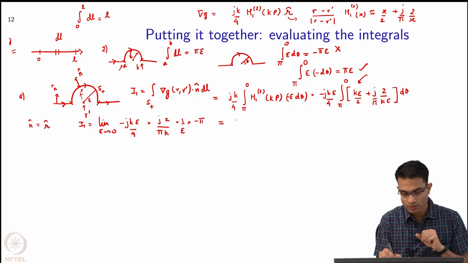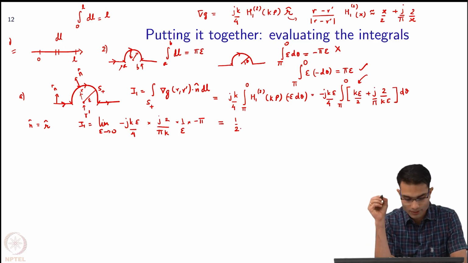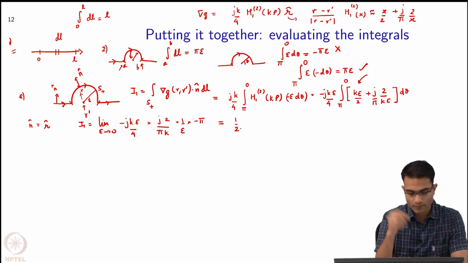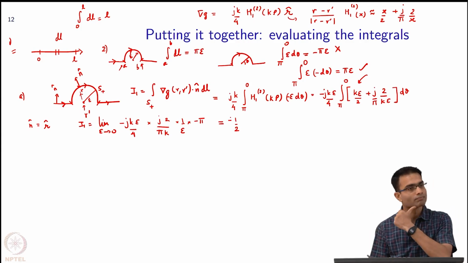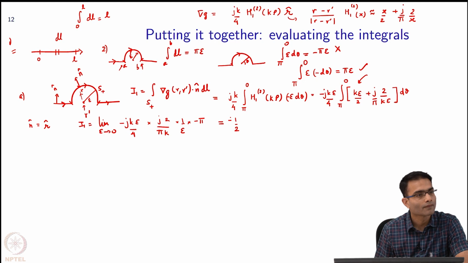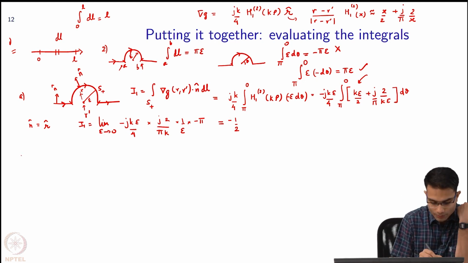So, the answer is 1 by 2 or minus 1 by 2? Minus 1 by 2, right? The minus goes away and j into j is minus 1. I get a minus half. Yeah, fairly clear. Now, let us come to the other case.